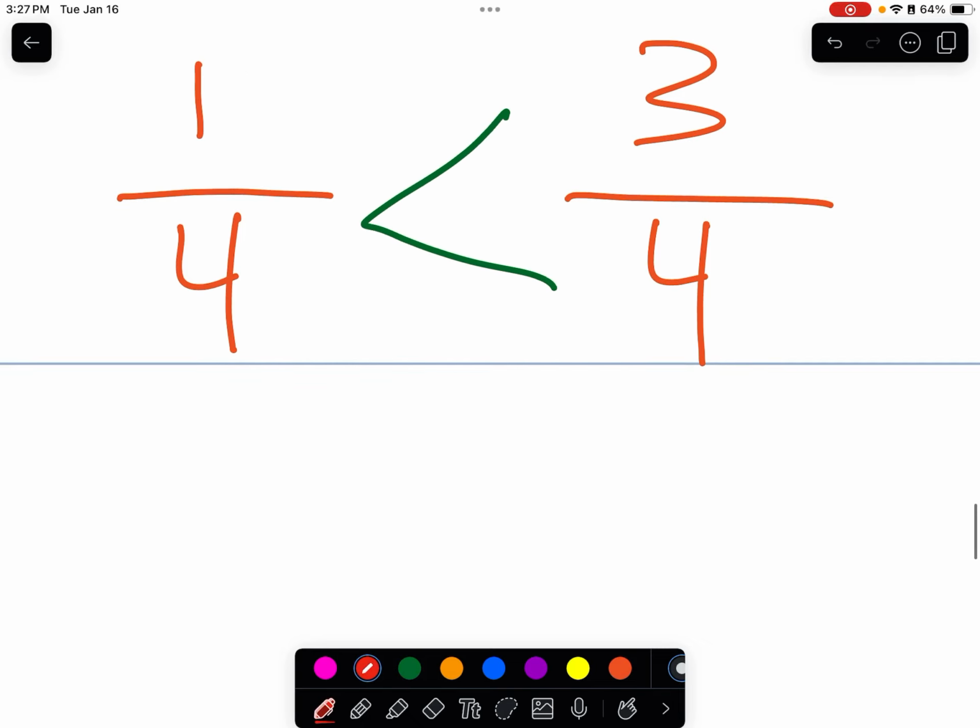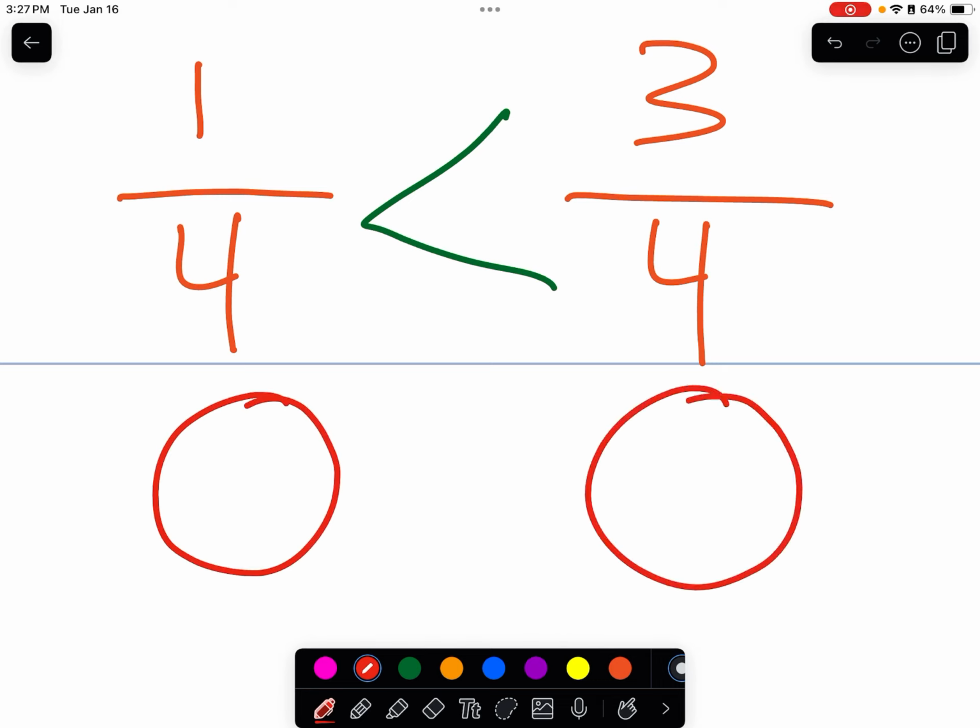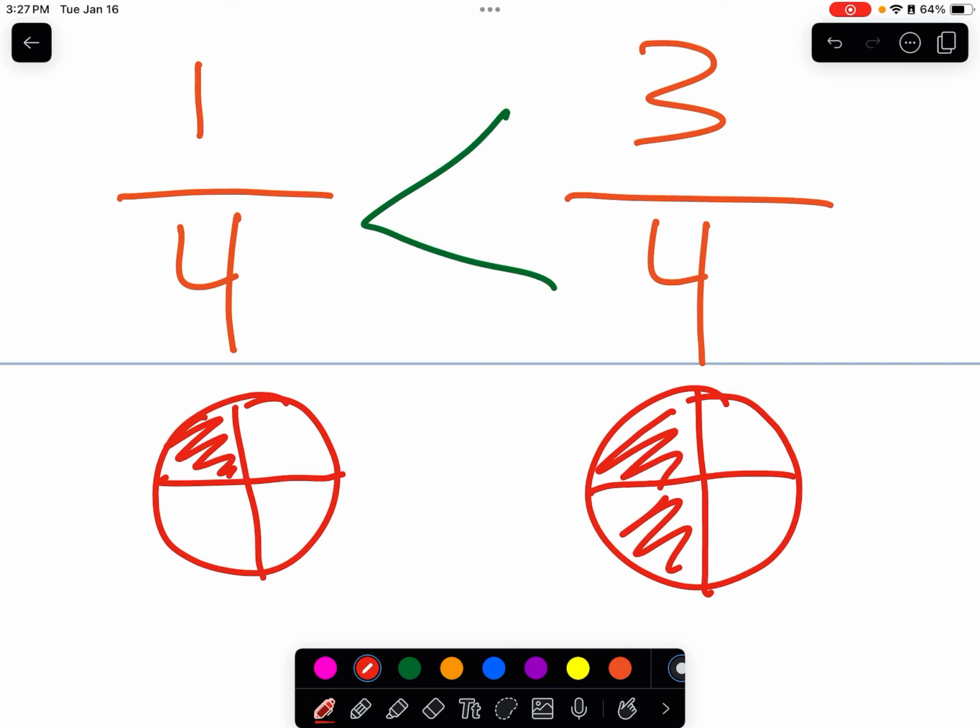And if you need a visual for that, let's bring over our pizzas. I must be hungry because I keep talking about pizza. Anyway, here we've got 1/4 and here we've got 3/4, and you can see that the 3/4 is definitely bigger than this small little 1/4 slice.